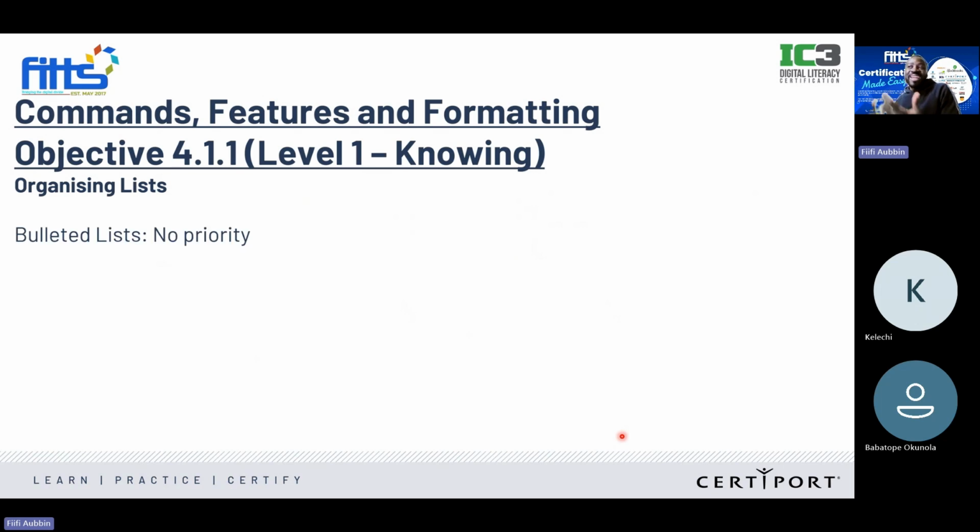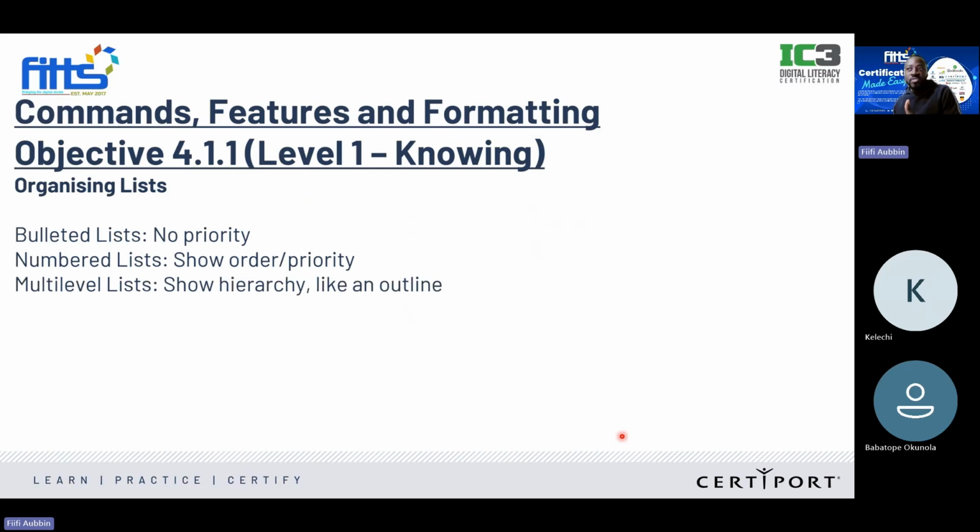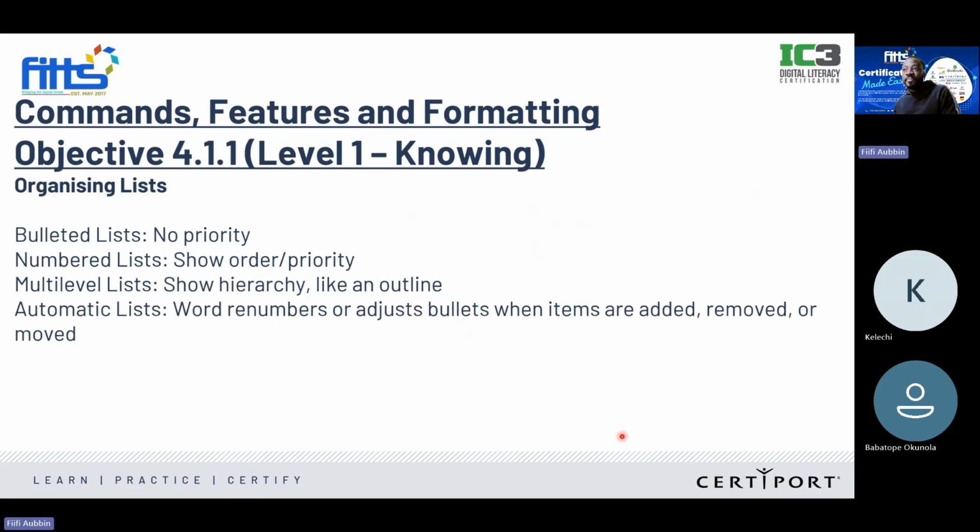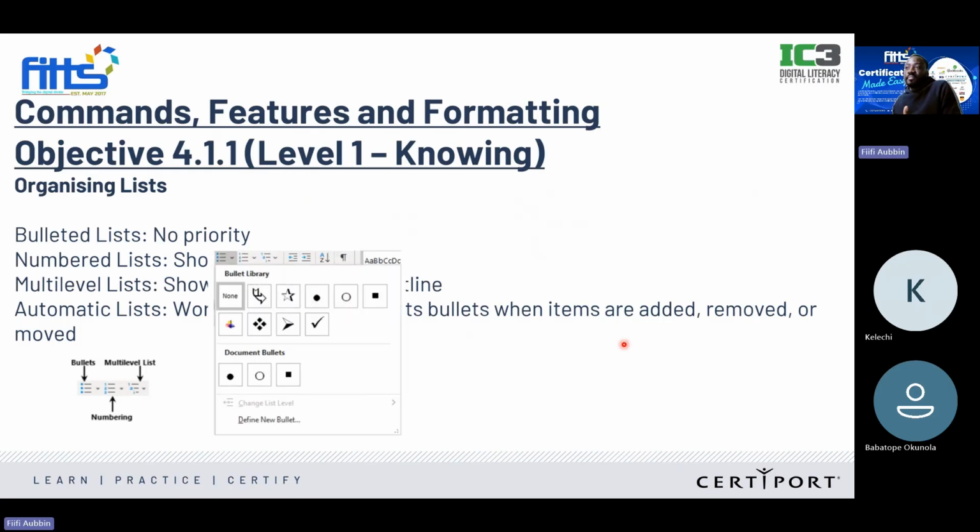Okay. Then if you want to organize a list, you can use a bulleted list where there is no priority. Okay. Then you can use a numbered list if you want to show order. Then a multi-level list shows hierarchy, like an outline, maybe 1, A, I, something like that. So that's a multi-level list. Then we have the automatic list, where it readjusts numbers or bullets when items are added, removed, or moved. Okay. So bullet, multi-level list, then what? Numbering. Then that's what we have.